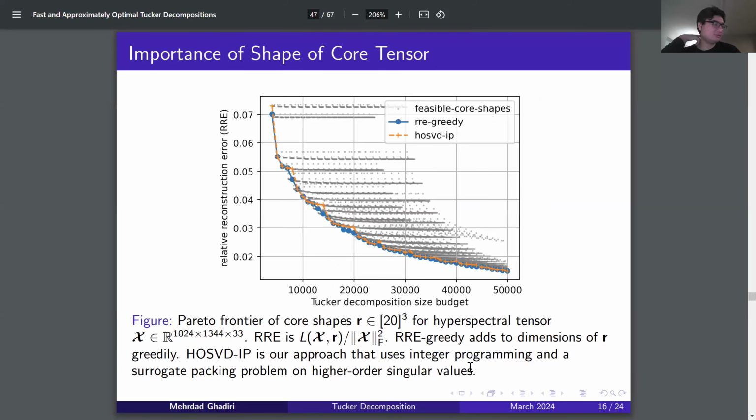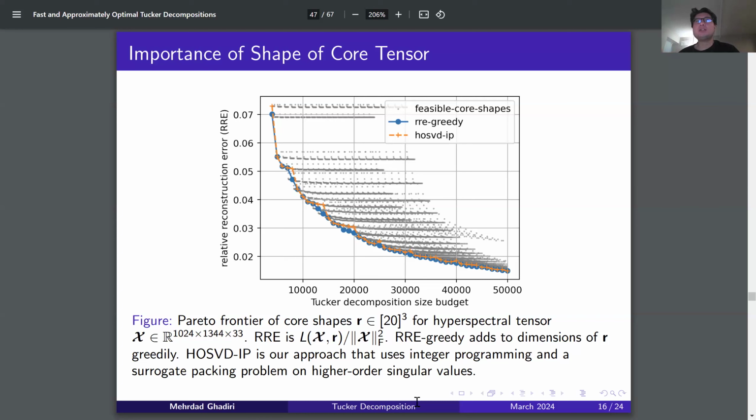Before stating the problem formally, let's see whether that even matters. It turns out it matters a lot. Let's say I want to do a Tucker decomposition of some tensor, and for some reason I want to put that decomposition on my phone, some machine that has a limited amount of memory, right? Let's say it is a layer of a neural network, and I want to put that layer on some device.